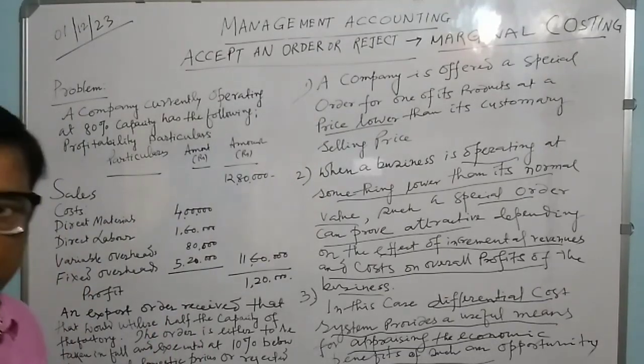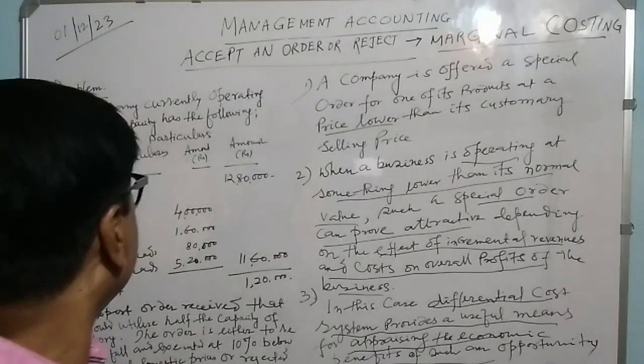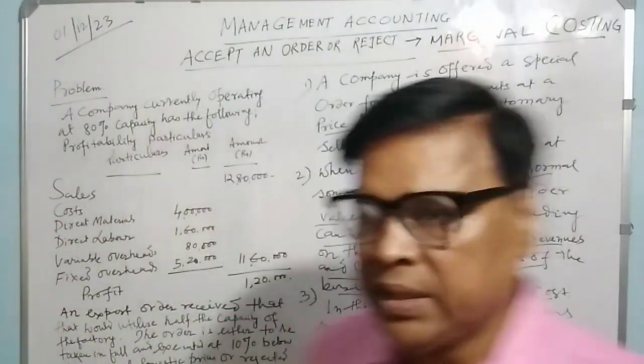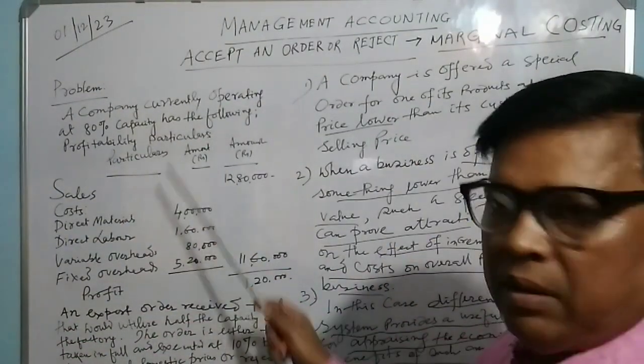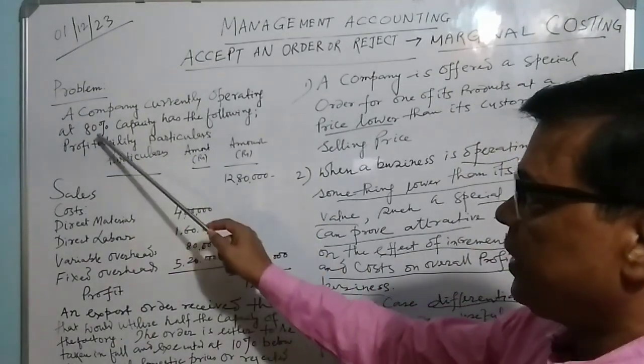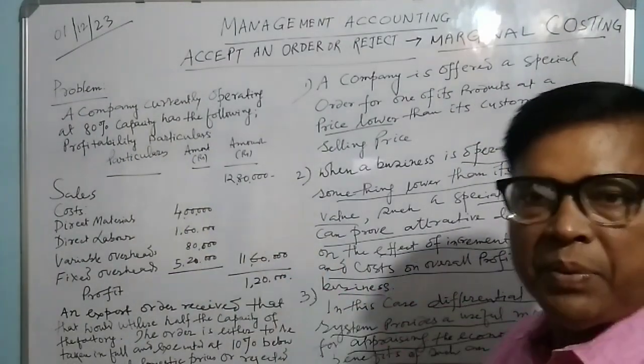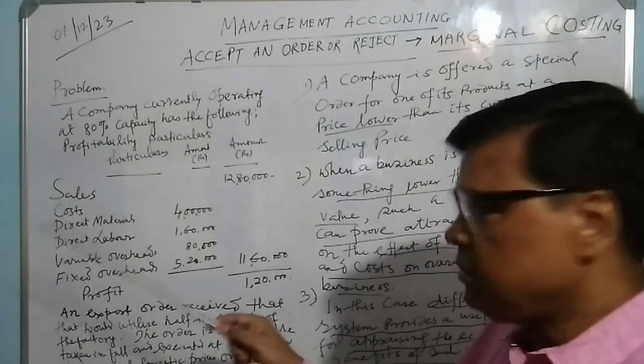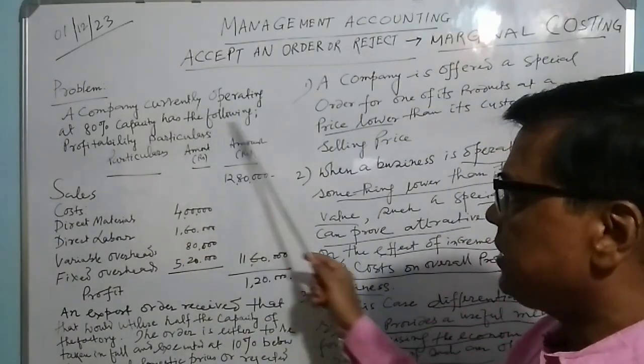To explain the background of these cases, we will be discussing an example. A company is currently operating at 80% capacity. You see that? It is operating below its capacity.